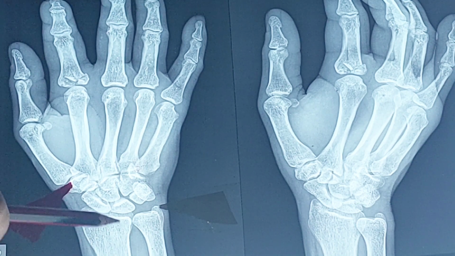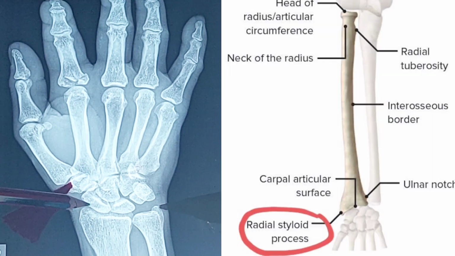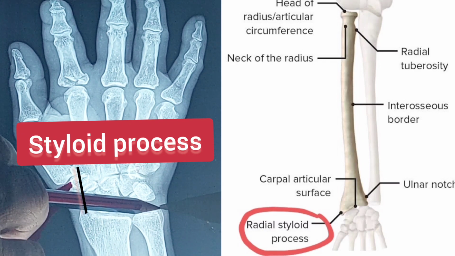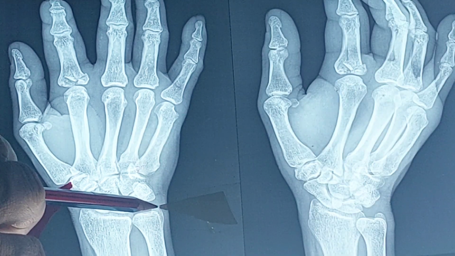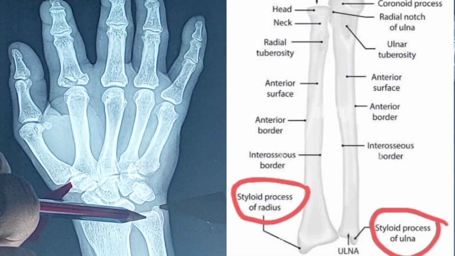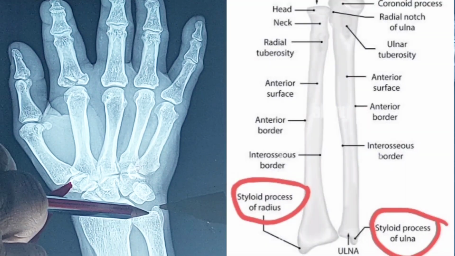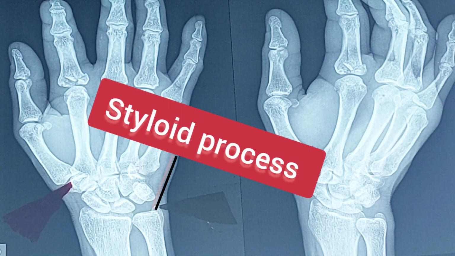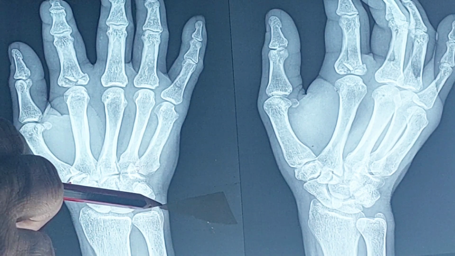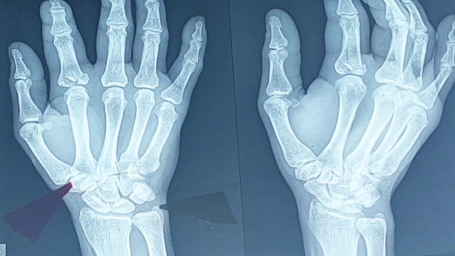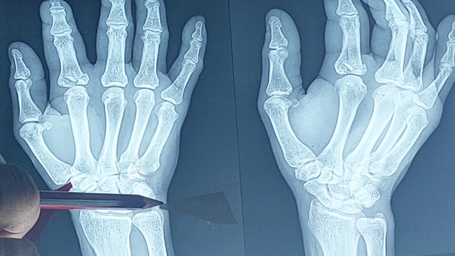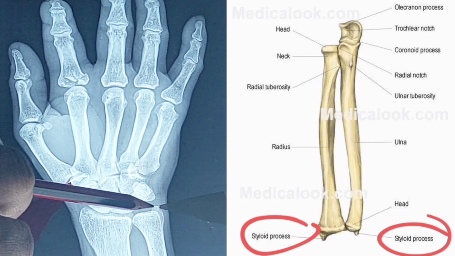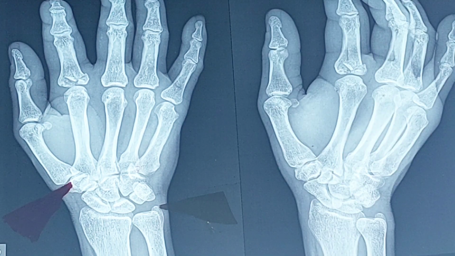In the radius, at the lower end, this downward projection is called the styloid process of the radius. And here, this downward projection from the lower end of the ulna, or rather, this is called the head of the ulna. From this head, this projection is called the styloid process of the ulna. One point is given here. That point indicates the styloid process of the ulna. Of these two styloid processes, the radial styloid process is about 1 centimeter below the level of the ulnar styloid process.